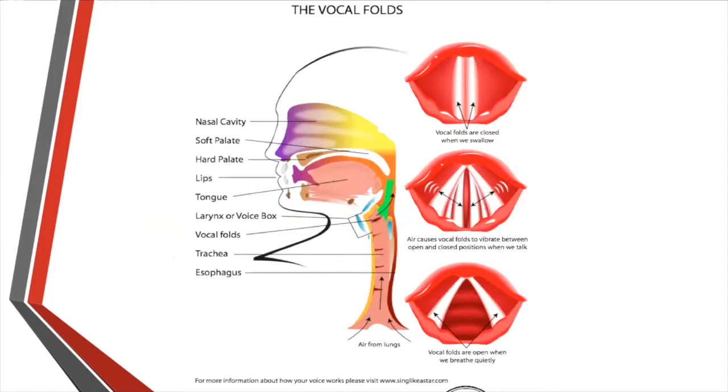Here are the vocal folds. The vocal folds are closed when we swallow. Air causes the vocal folds to vibrate between open and closed positions when we talk or sing, and the vocal folds are open when we breathe quietly.